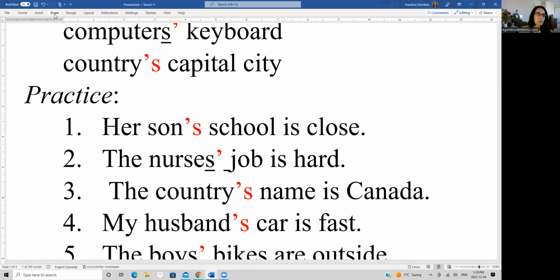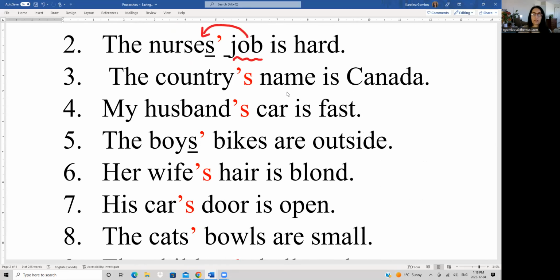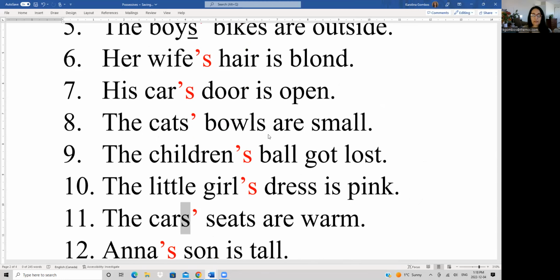Let's just show you something quickly. After, what am I talking about? Number 1, her son's school. So the school belongs to the son. The son goes to this school, okay? What am I talking about here? I'm talking about a job. Whose job? The nurses' job. Okay. What am I talking about here? Whose name? The country's name. Okay, I'm not doing all of them. I hopefully you get the idea.